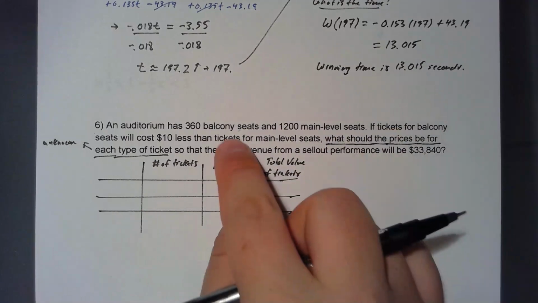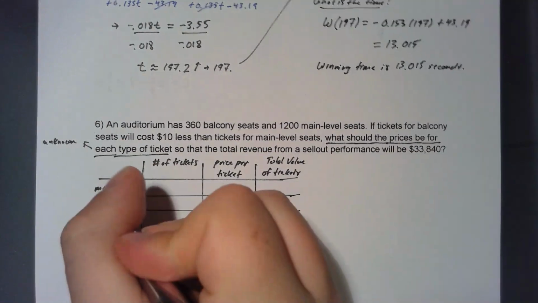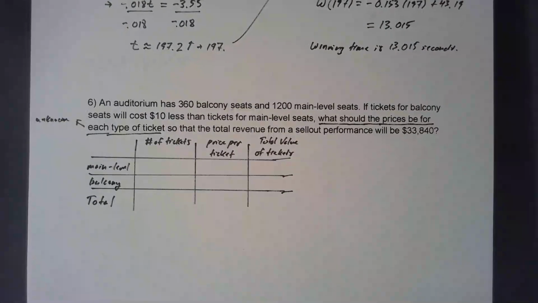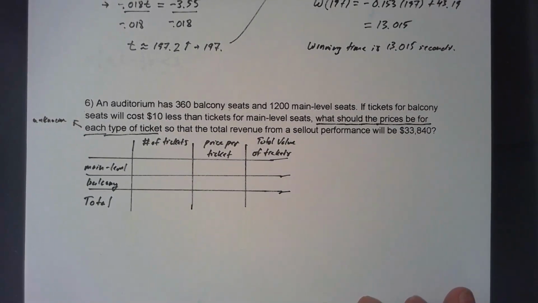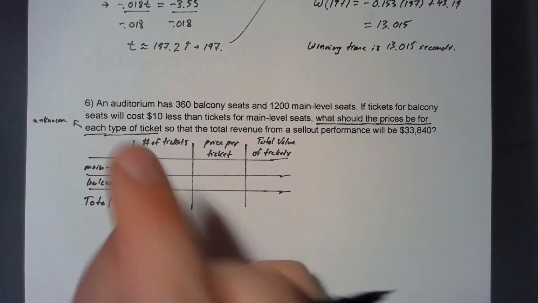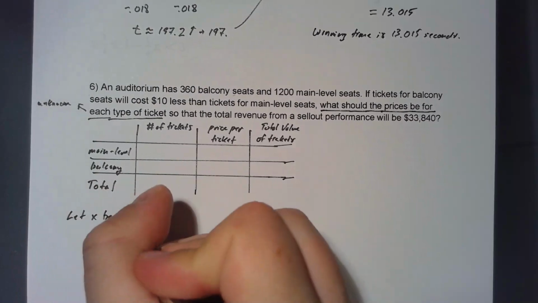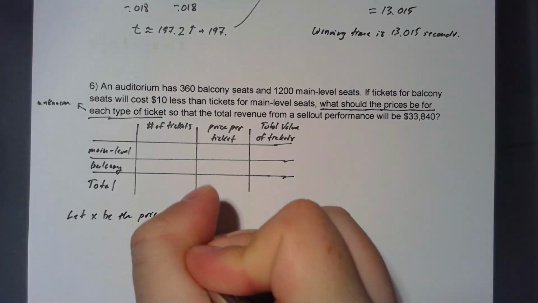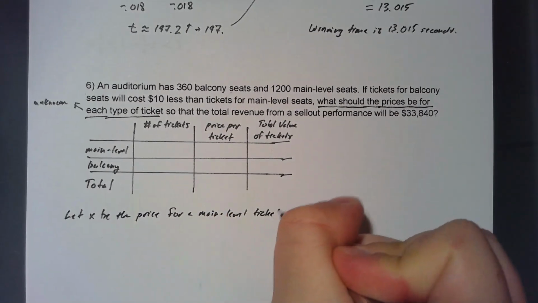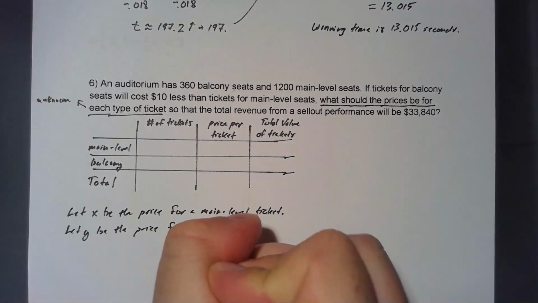What kind of seats do we have? Well, we have main level seats, and we have balcony, and we have a total. So there's a rough table. What should the prices be for each type of ticket? Since that's the unknown, we have to give them a variable. So we're going to let X be the price for a main level ticket, and we'll let Y be the price for a balcony ticket.